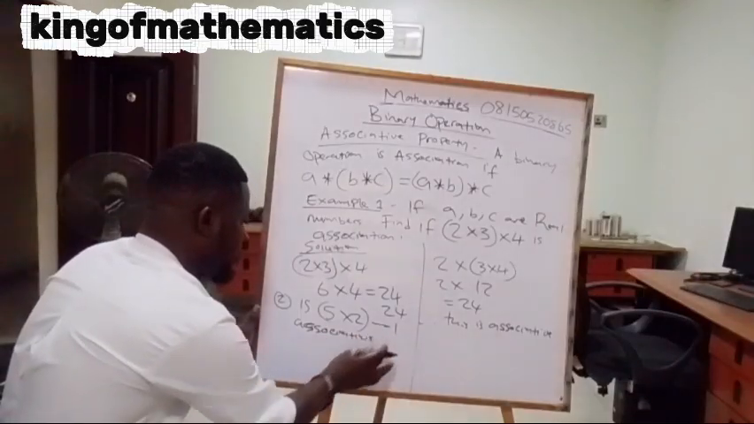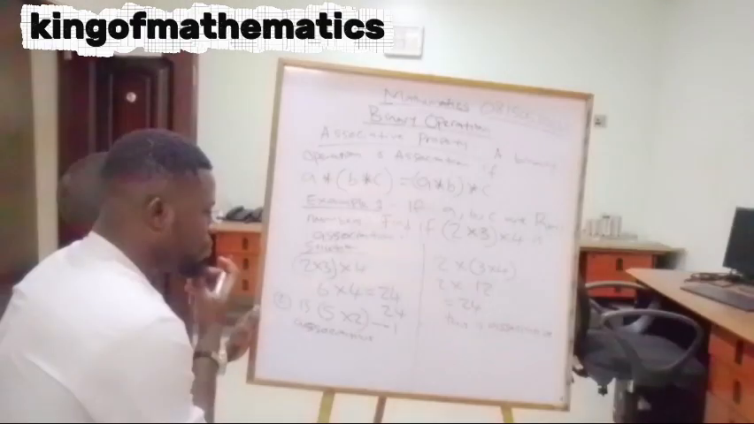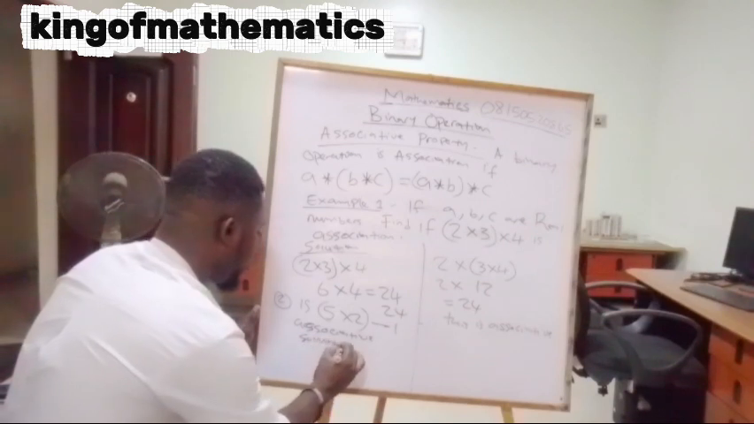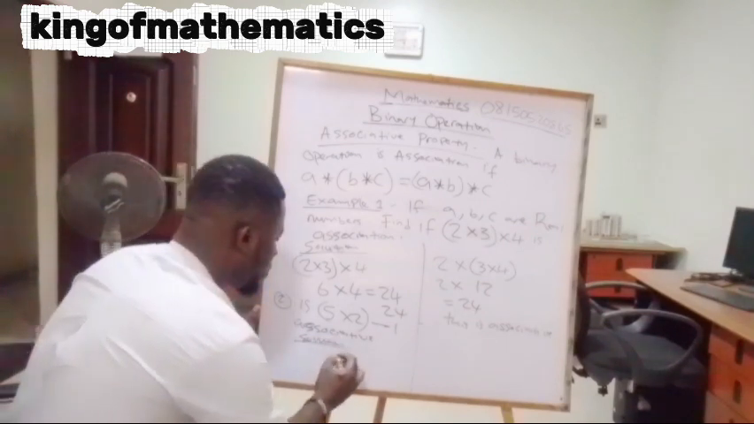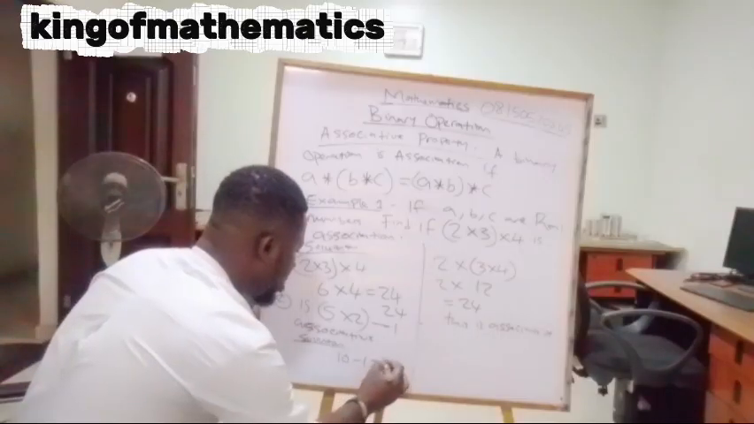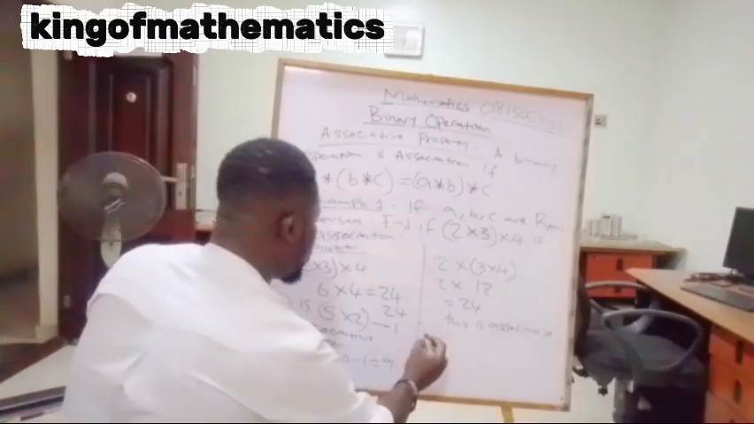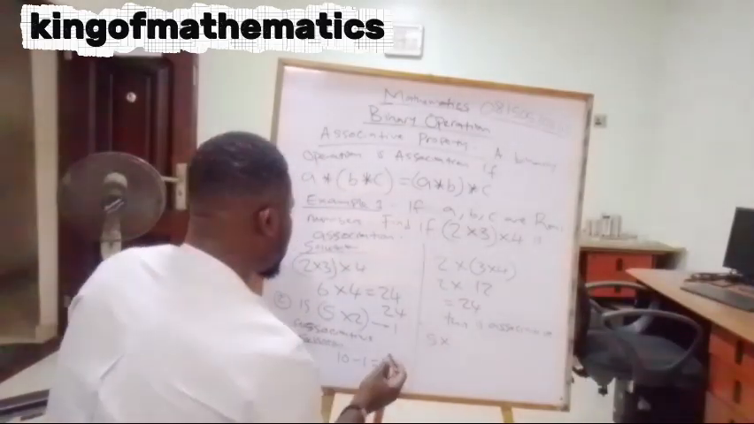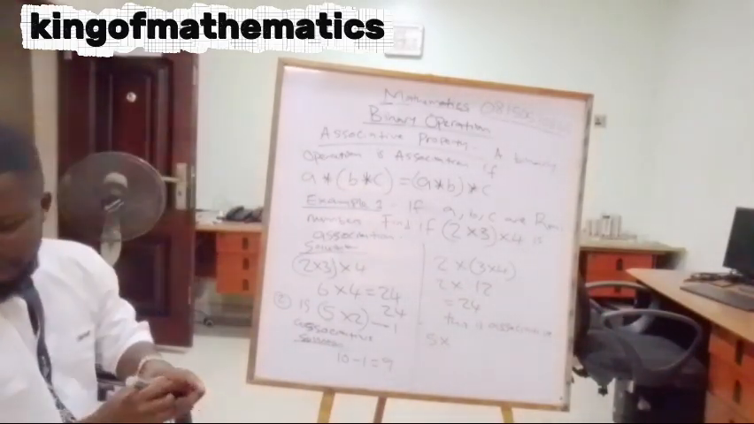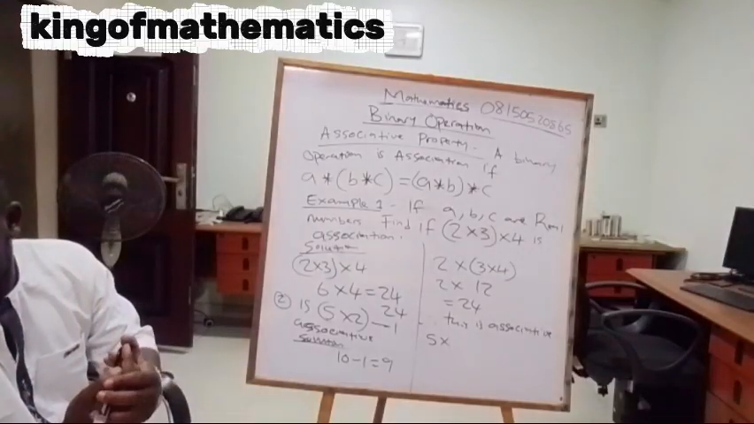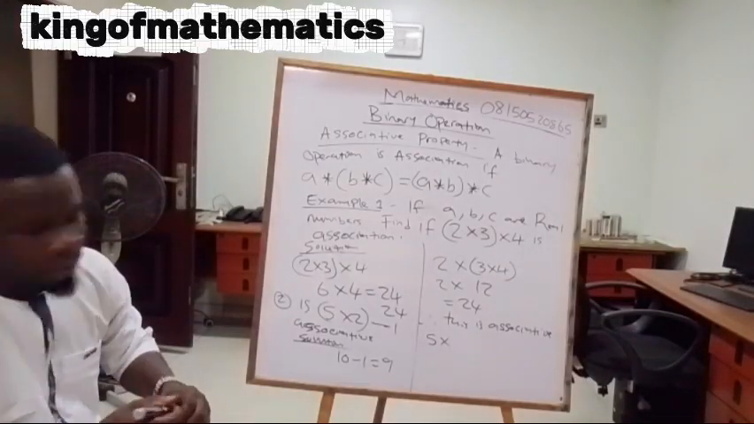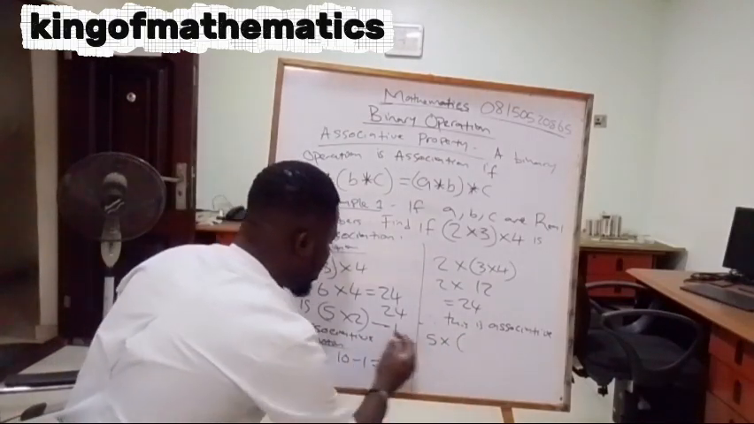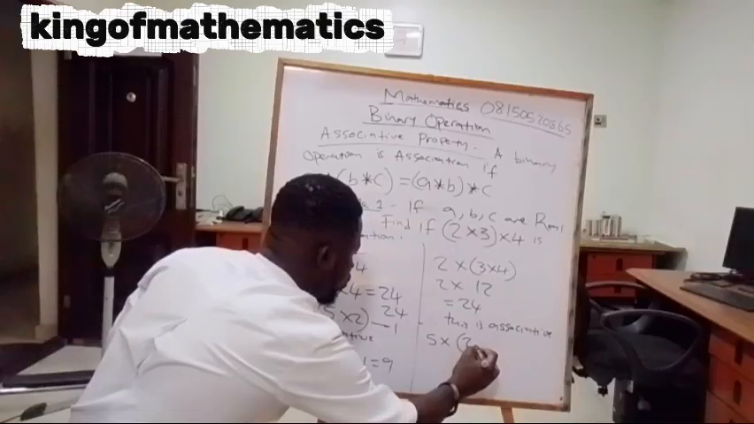That means we will now check. This will give us the solution. 5 times 2 will be 10, minus 1, which is 9. In the other way, you'll be having 5 times bracket, since this is the operation there, 2 minus 1.